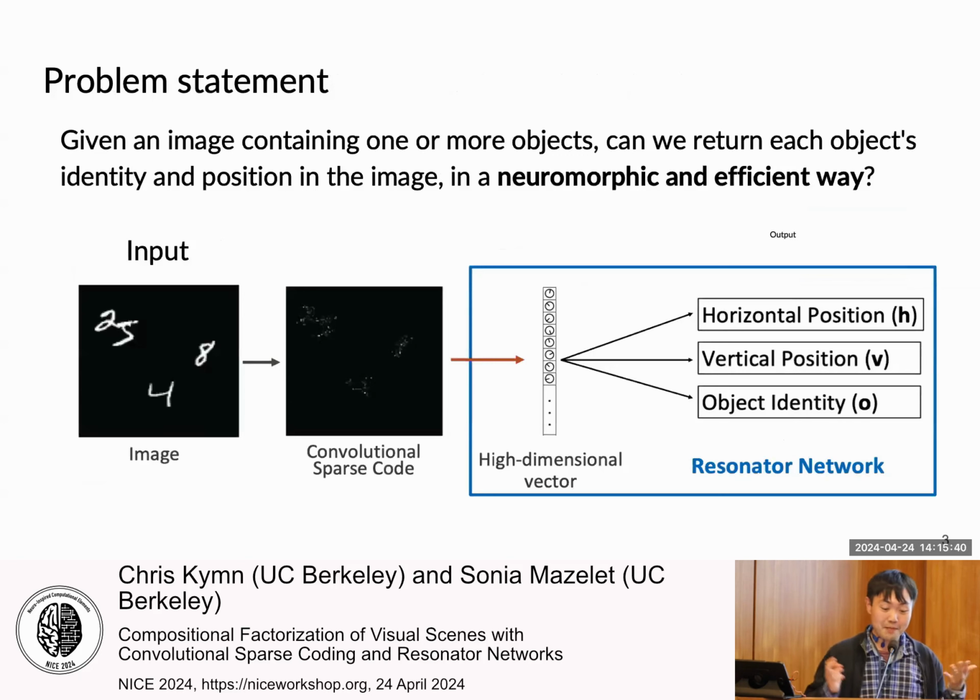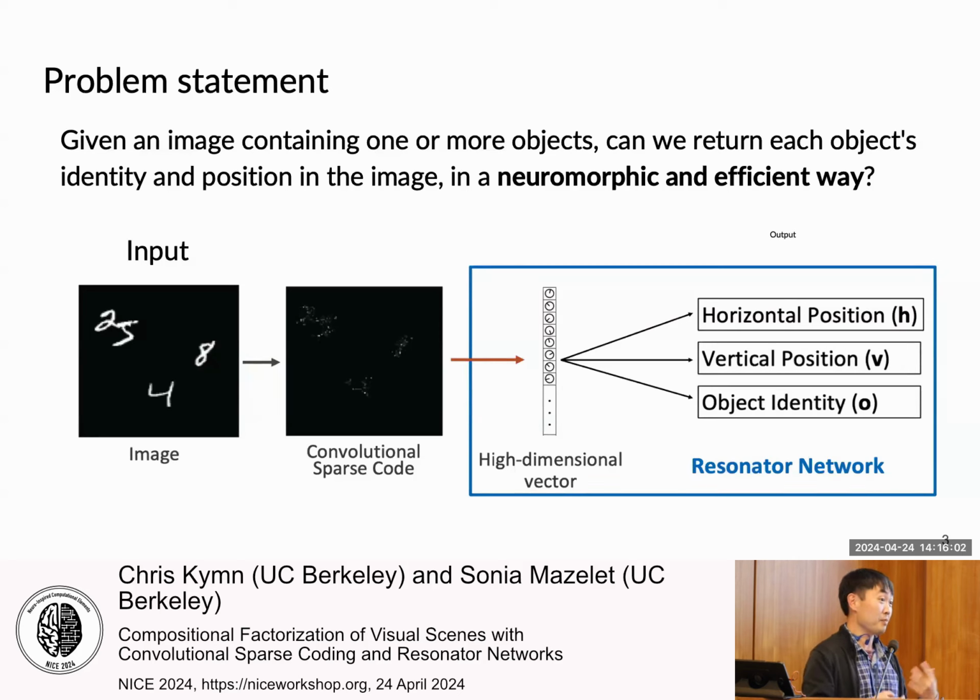And so our problem statement is simply that, given an image containing one or more objects, how can we return each object's identity and position in the image in a neuromorphic and efficient way? It should be noted that in this kind of problem, a brute force approach in which we try every possible combination and see if it works will return the correct solution. It simply won't do so in a tractable period of time.